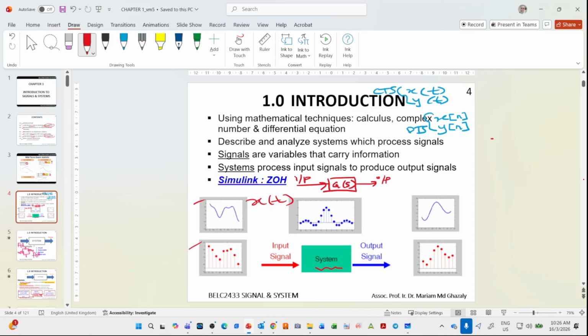Input x(t). So system, have you learned Control 1 yet? Have you learned Control 1 yet? No. Okay. Yes. Yes. Okay.